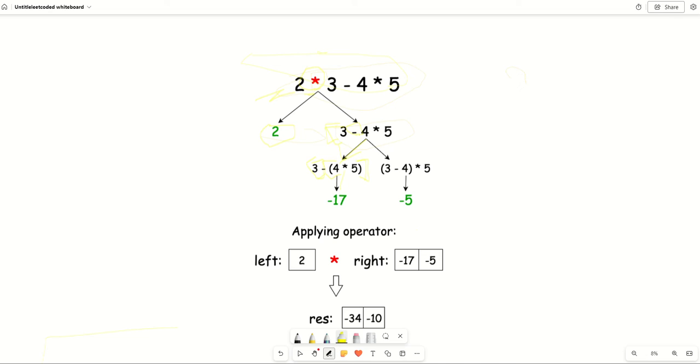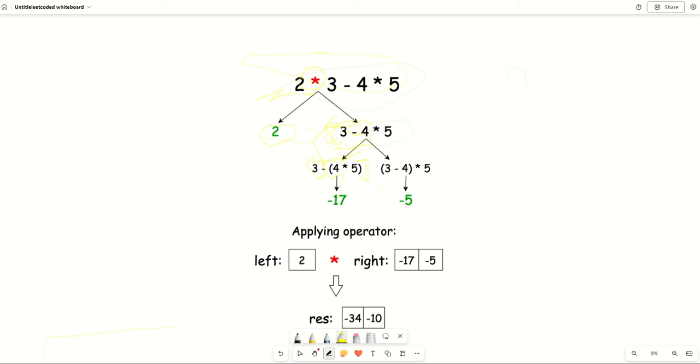And if we don't divide at the minus operator and just pass to the next, we see there is a multiply, then we have to divide. Now our left substring is 3 minus 4, and our right substring is multiply by 5. So from this we get two solutions, minus 17 and minus 5, and in this we get 2.